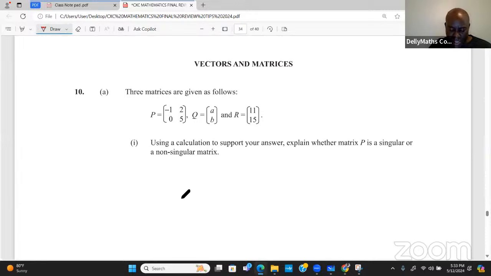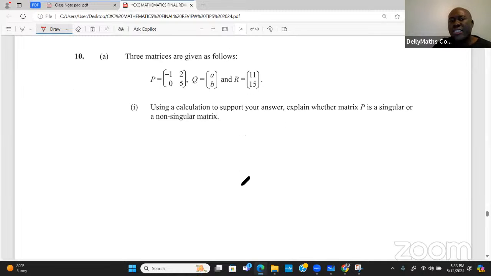Question 10, last question of the day. We're wrapping it up. It says that the matrices are given as follows: we have [-1, 2; 0, 5] for P, Q is [A; B], and R is [11; 15]. Using a calculation to support your answer, explain whether matrix P is singular or a non-singular matrix.